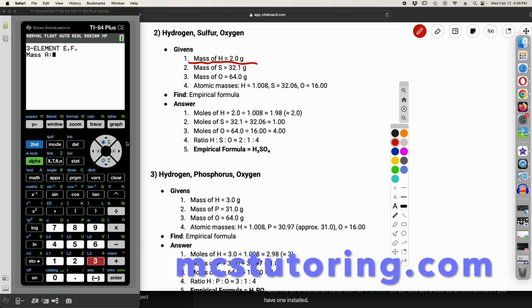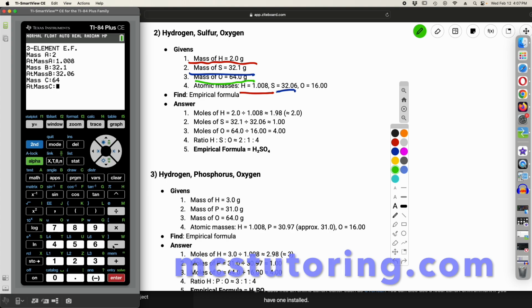Okay, so the mass is 2. And the atomic mass of H is 1.008. So I'm trying to color code it for you guys. We'll go blue on the next thing. Blue is this color. And then the mass of S is 32.1. There we go. And then the atomic mass is 32.06. Okay. And then we'll go green for the last guy. And the mass of O is 64, so we can go 64 here. And then we're going to go 16 for the atomic mass of oxygen.